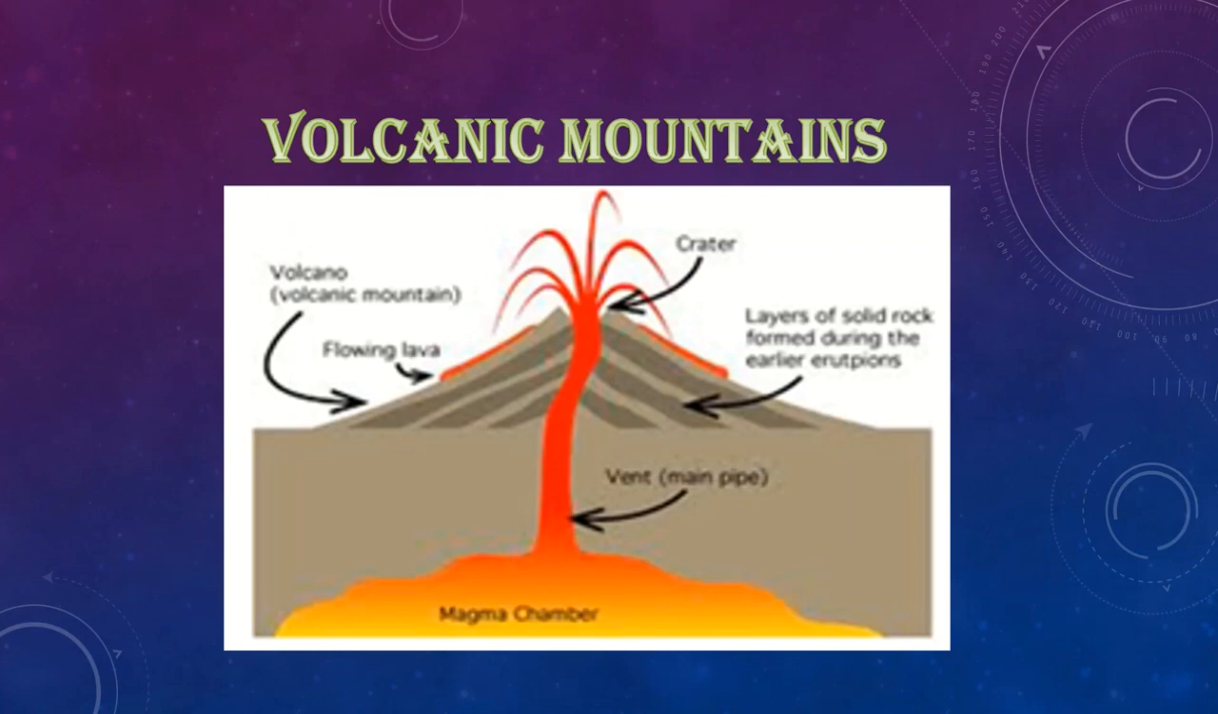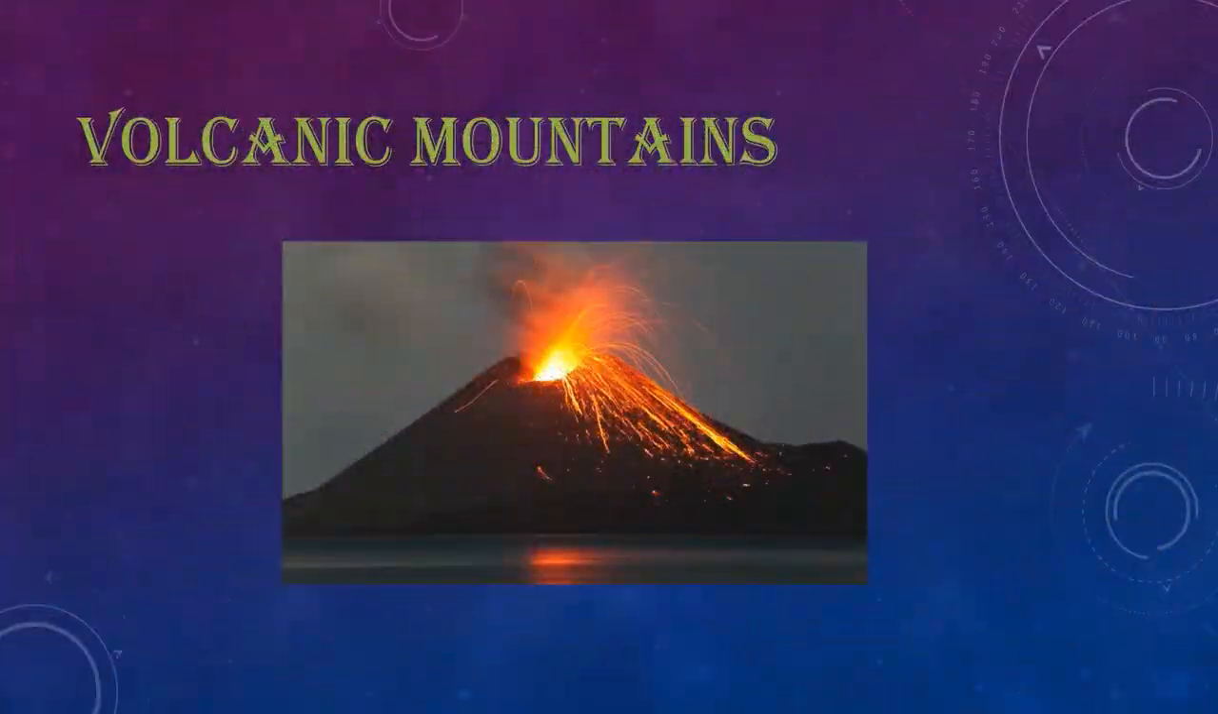The height of the cone increases with each eruption and it takes the form of a mountain. As these mountains are formed by the accumulation of volcanic material, they are known as volcanic mountains or mountains of accumulation.